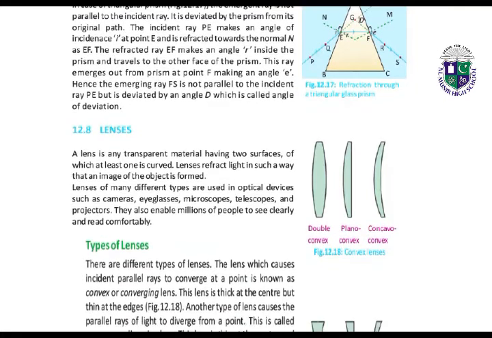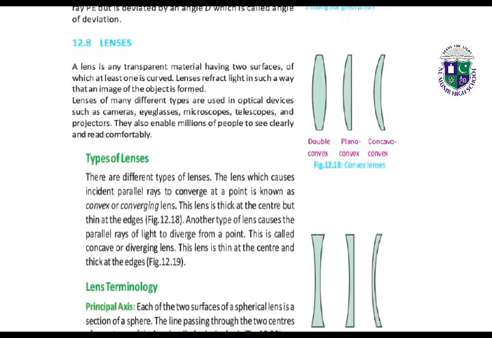Next we have the lenses. We have different types of lenses. Yes, a lens is any transparent material having two surfaces. कोई भी ऐसा transparent material जिसके दो surfaces हो, we call it lens. Which at least one is curved, जिसका एक पार्ट जो एटलीस्ट वो कर्व हो और दूसरा प्लेन हो. लेंस रिफ्लेक्ट लाइट इन सच अ वे दैट एन इमेज ऑफ द ऑब्जेक्ट इज फॉर्म. लेंस इस तरह से रिफ्लेक्ट करता है लाइट को कि किसी भी ऑब्जेक्ट का इमेज फॉर्म हो सकता है.